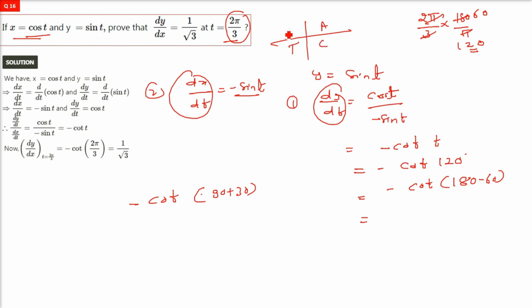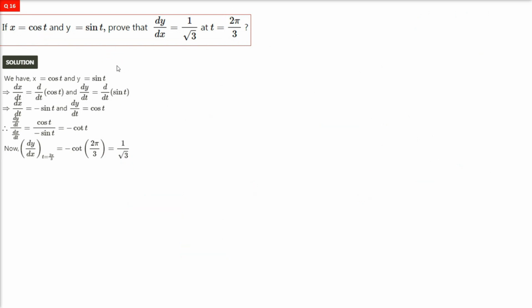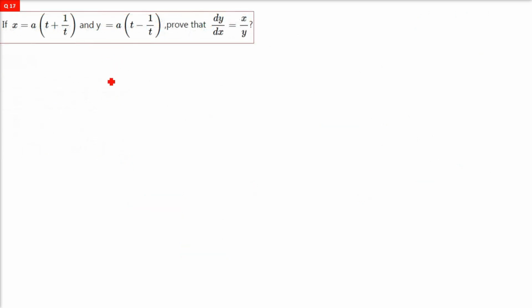Using the ASTC rule, you can find out whether it will be negative or positive. So cot 90 plus theta will be negative, and it will be tan. So tan 30 it will be. And tan 30 we already know, it is 1 by under root of 3. So negative 1 by root 3. With the negative sign outside, this becomes positive 1 by root 3, because the negative will come out.